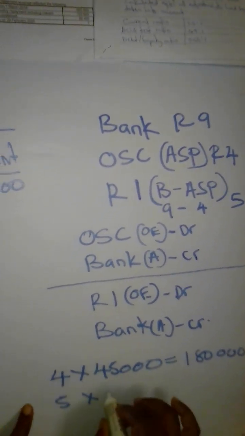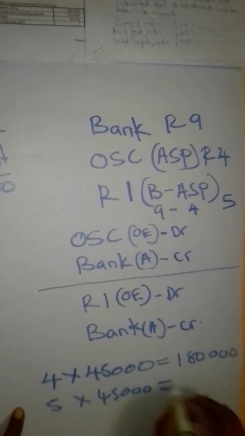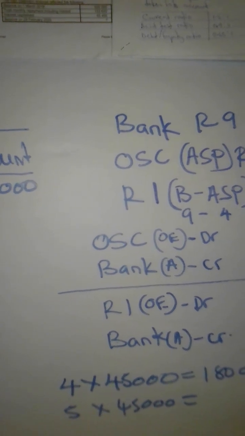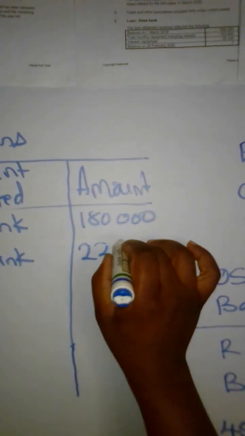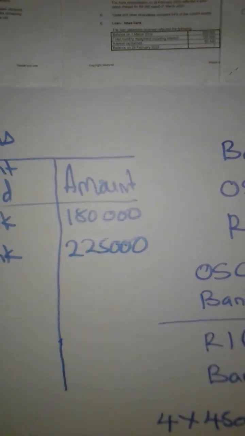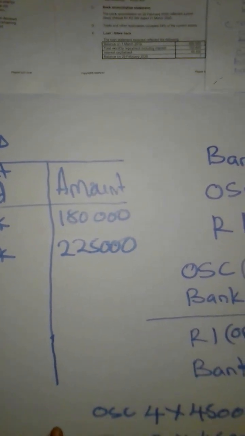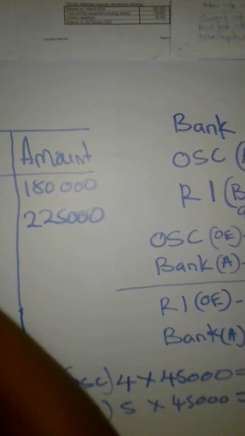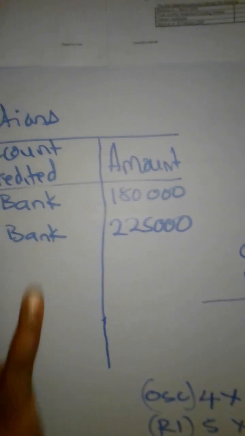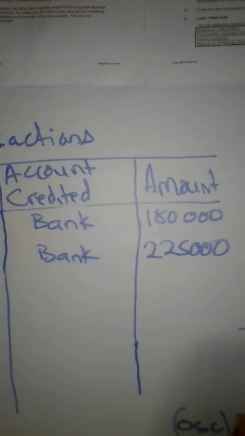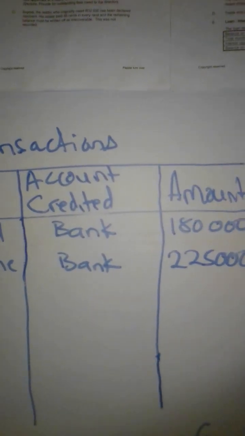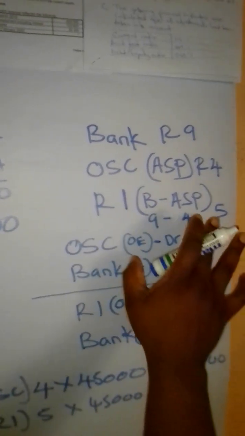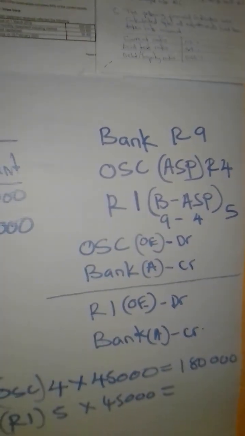5 times 45,000, which is equal to, let me just check with my calculator, 225,000. So this is the ordinary share capital, and this one is for the retained income. This is how you're supposed to record the first transaction. I hope you have fully understood all the steps that I've taken. Remember, the ordinary share capital is at average share price, the retained income is bank minus average share price. You get the amount for bank, for the retained income, and so forth.